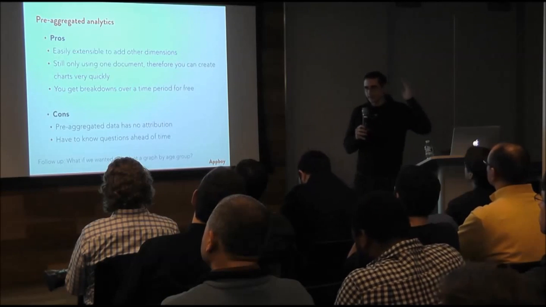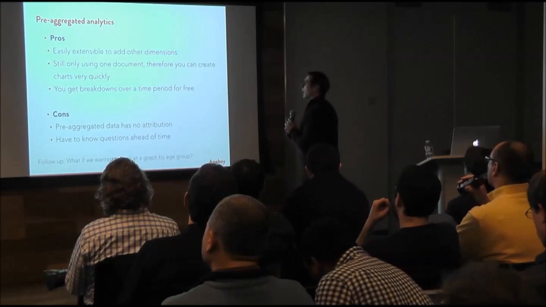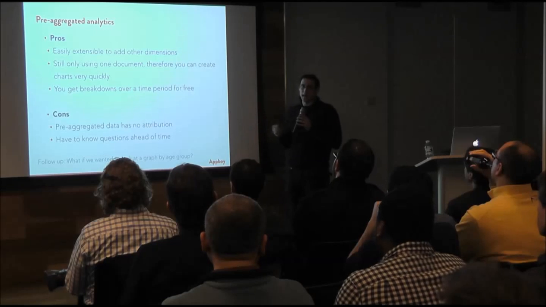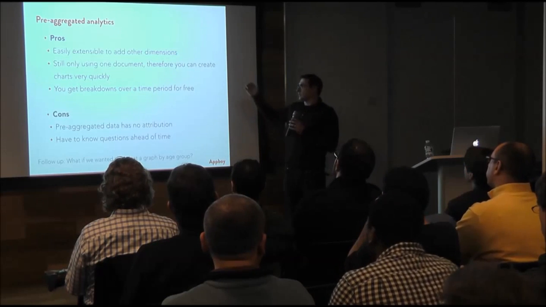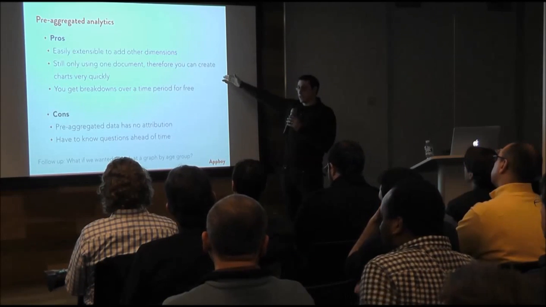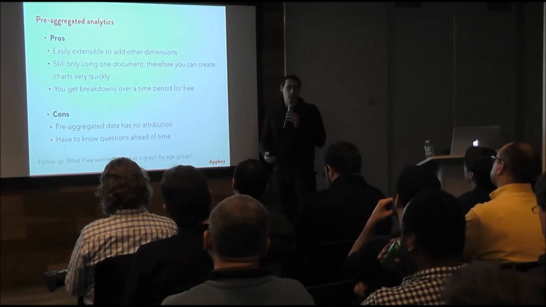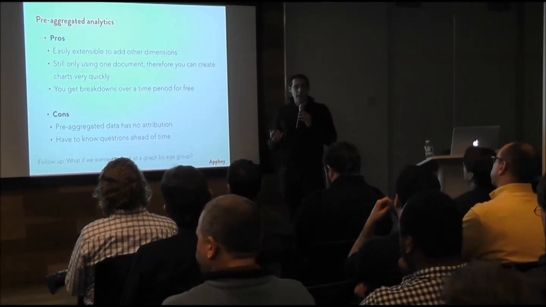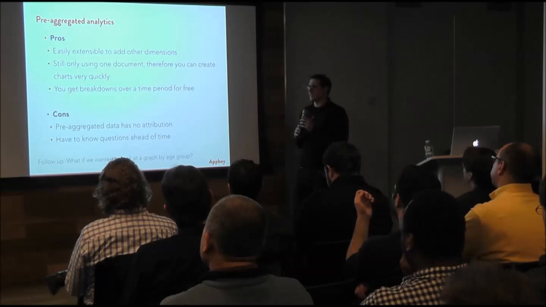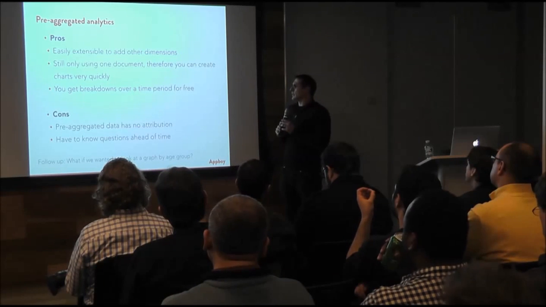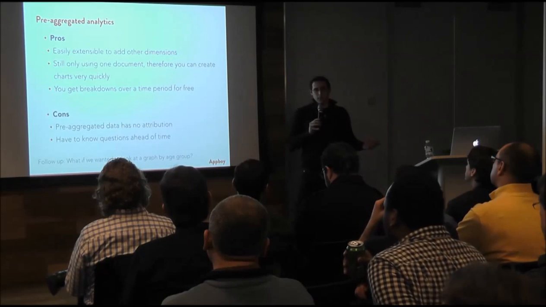So there are some pros and cons to this, just like any other approach. The pro is that it's very easy to add other dimensions. As I showed you, we had gender, and then we also had device type. If you wanted to add screen resolution, or whether or not it was a paying user or a non-paying user, it's very easy to do that dynamically. It's still going to be very fast, using one document per day.